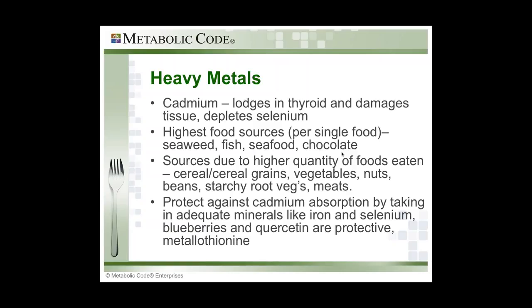So if you want to watch, there are certain foods that are known to have higher amounts of cadmium. It's hard to get away from it in the environment itself, but you can try to watch foods that contain higher amounts. But if you look, it's like seaweed, fish, seafood, chocolate. I mean, it's hard to avoid these foods. Same with our cereals and cereal grains. We don't have a lot of those in our diet, but vegetables, we have a ton of those. We have a lot of nuts and beans, some starchy root vegetables, and of course animal proteins. So it's just kind of hard to really stay away from it.